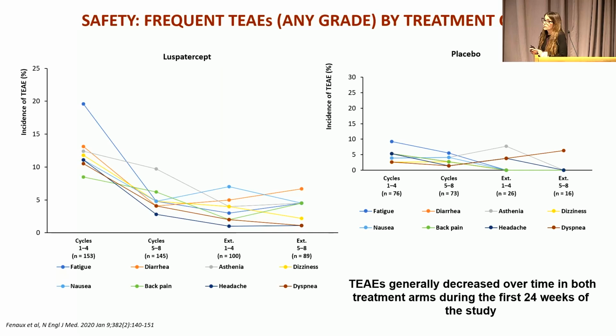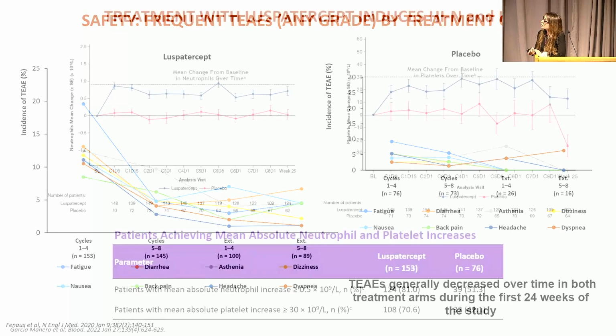When you look at the safety of the drug, you can note that luspatercept is a very safe drug, and the most common adverse event was fatigue. In the MEDALIST it was present in quite a good number of patients, and like the other adverse events, it decreased over time, proceeding with the treatment after the first 4 cycles of therapy.